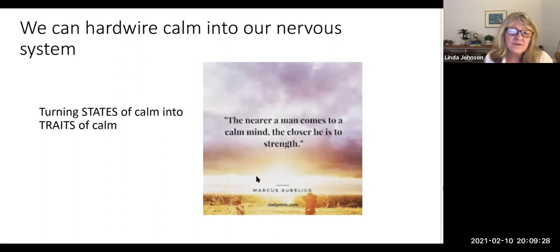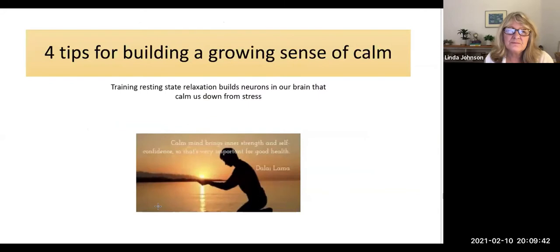Marcus Aurelius was a great warrior who is one of the inspirations behind the philosophy of Stoicism that we'll be looking at, which is cultivating inner strength. And this is one of his quotes. So here's, we're going to close with four tips for building a growing sense of calm.